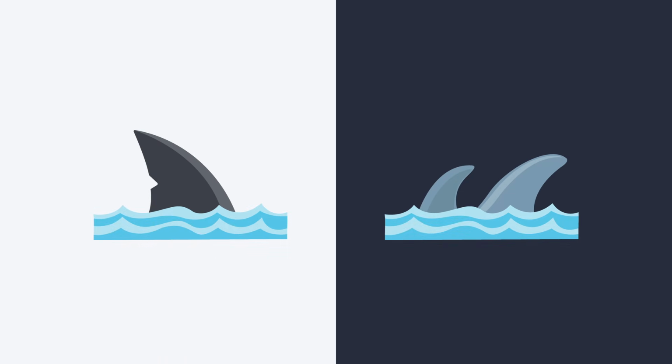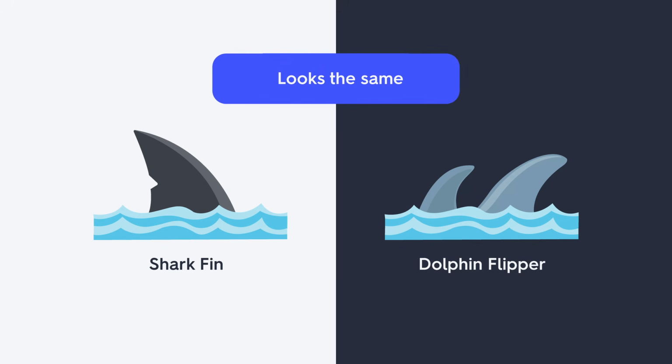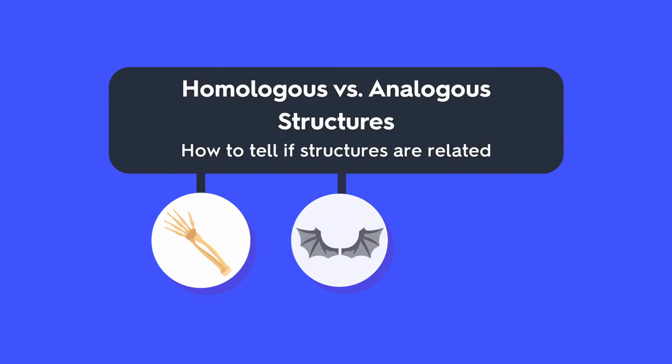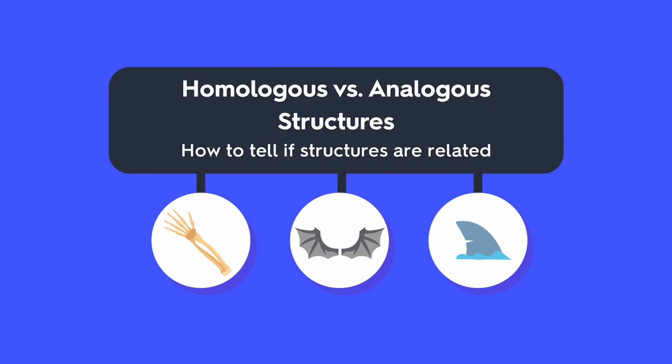Two animals can look like they have matching parts, but evolution can be trickier than it looks. Today, we'll figure out when similar means related and when it doesn't. In this video, you'll learn the difference between homologous and analogous structures and how they connect to divergent and convergent evolution.